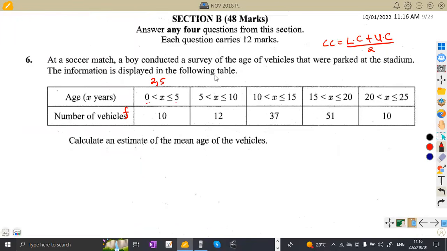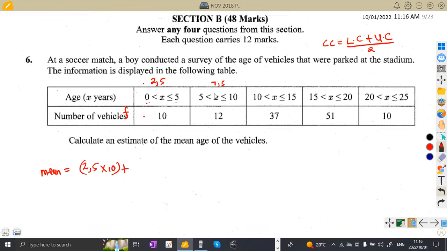The same thing here, you've got your class center, 5 plus this, you're going to obtain 7,5. Each and every class is going to have its class center. Okay, so the mean now, it is going to be what? Class center times frequency.